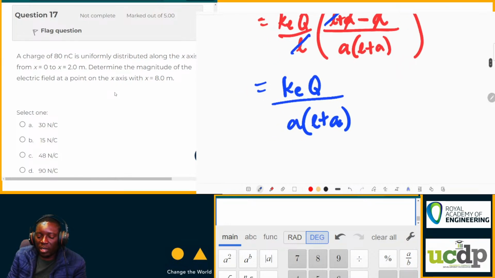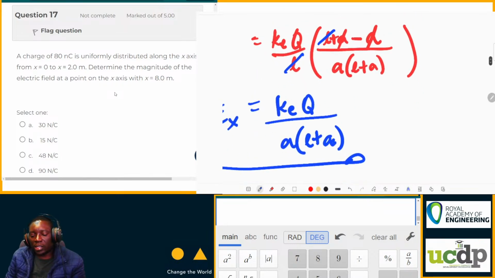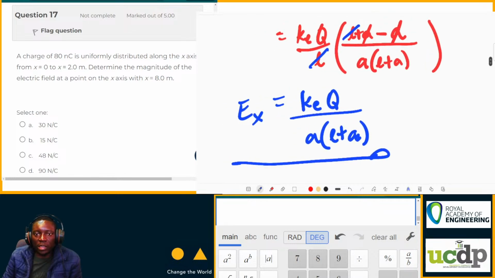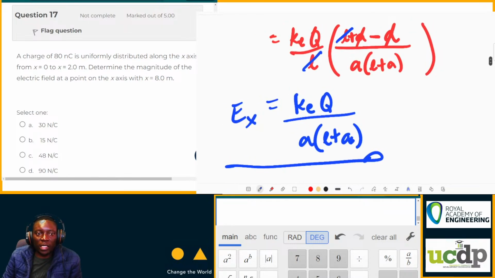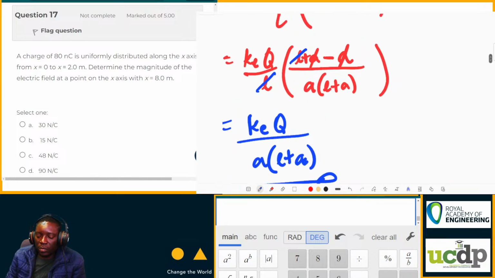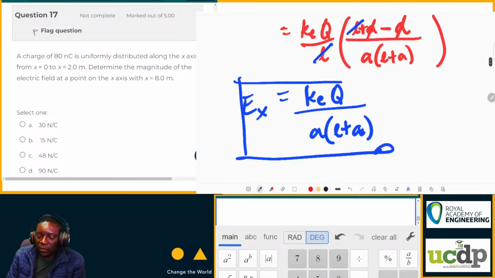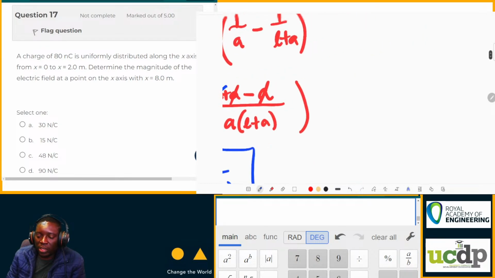So this is our final expression for the electric field along the X. This is how the electric field along the X varies. So now that's basically to show you where this uniform charge distribution is coming from, and that should help us answer this question number 17. So on question number 17, don't forget this expression, this equation, it's a very important equation that we are going to be using.